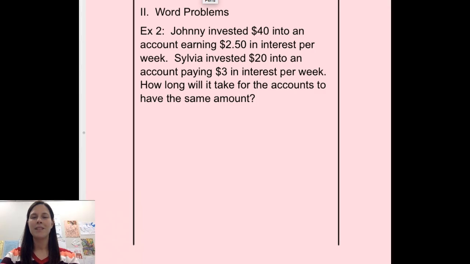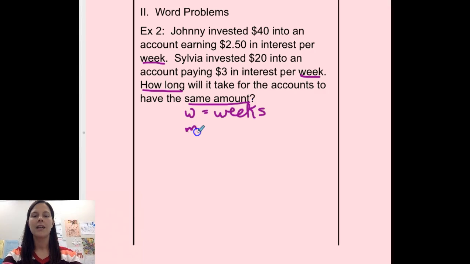Our last example, setting up a system from word problems. When we identify the variables, it's helpful to look at the question. It can give us a hint as to what our variables are going to be. How long, which means we don't know time. Looking through this word problem, we're learning that they're earning interest per week. So I'm going to say W is our time in weeks. And the other part of the question is for the accounts to have the same amount. So we're talking about the money in the accounts.